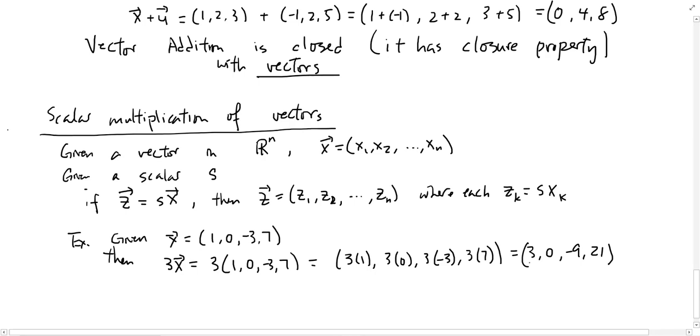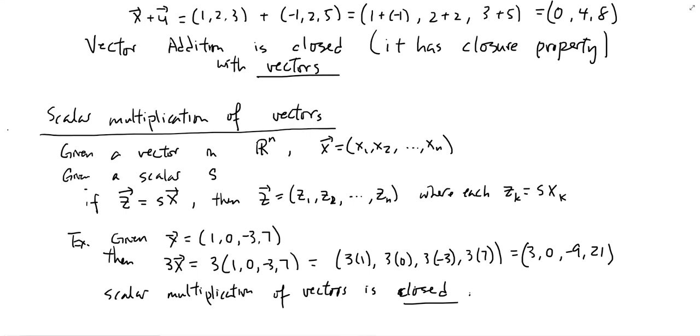Notice that the answer is a vector in R4, and our original vector x is also in R4. So therefore, this operation, scalar multiplication of vectors, is also closed.